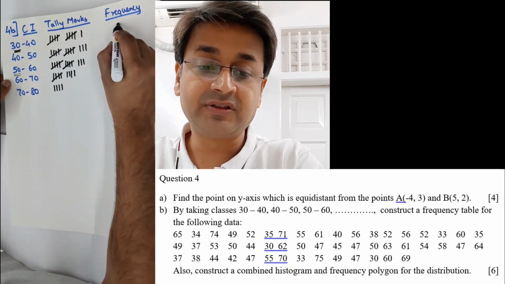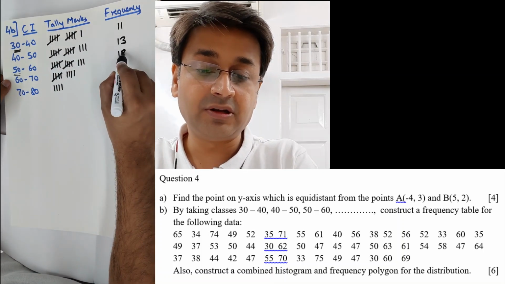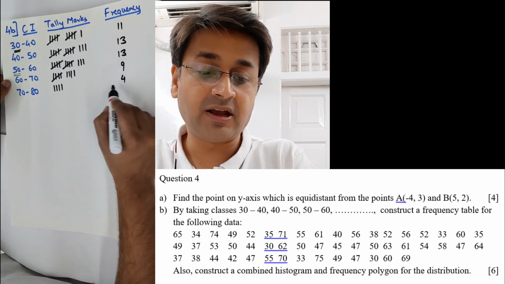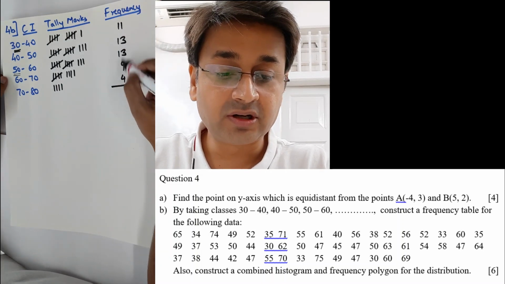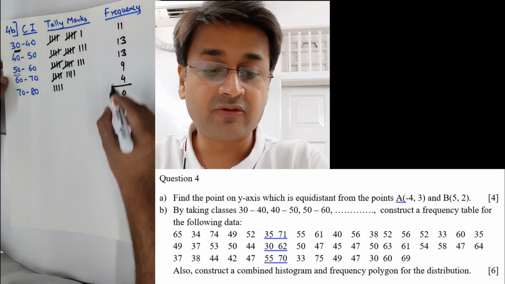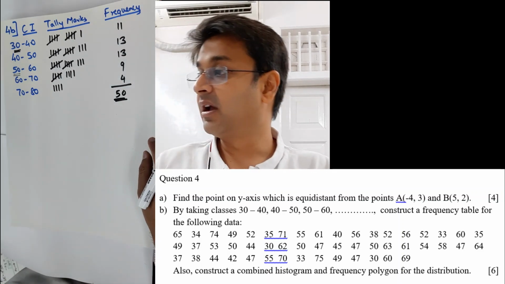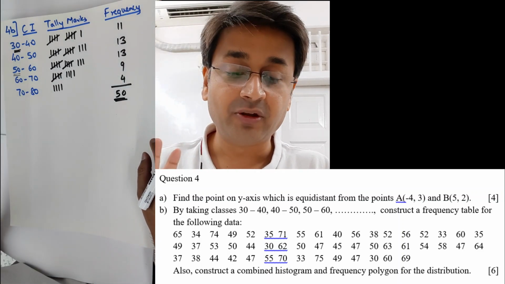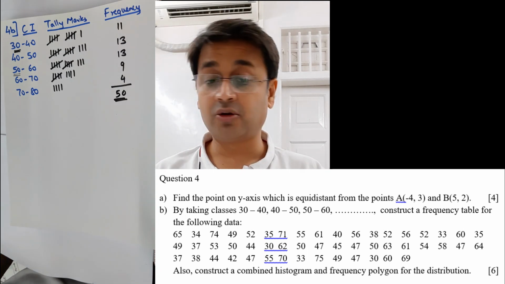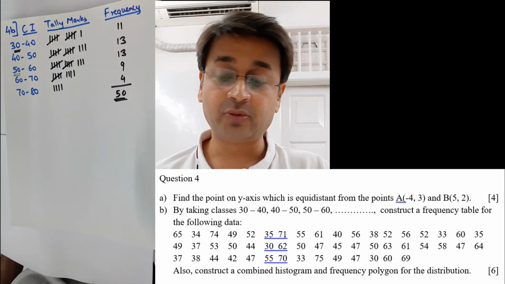So what are my frequencies? 11, 13, 13, 9 and 4. Always do the total. So 10, 20, 2, 3, 4, 5. So 50 frequencies. Count the number of frequencies, they have to be 50. If you've done that, you've done a good job. So that's what your frequency table will be.